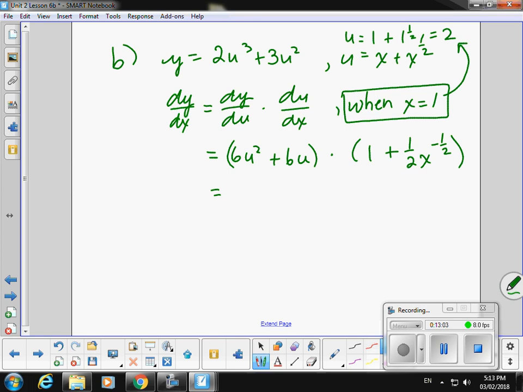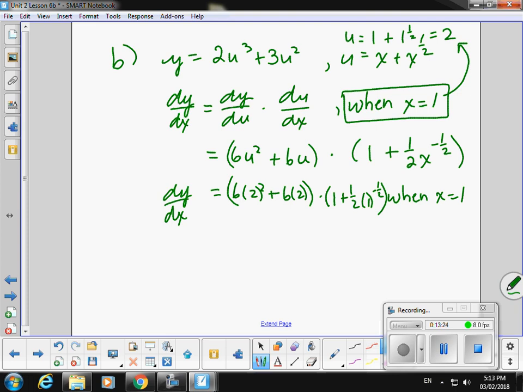So our derivative, dy dx, when x equals 1, is 6 times 2 squared plus 6 times 2 times 1 plus 1/2 times 1 to the negative 1/2, when x equals 1. Far easier than doing a whole generalization and cleanup. We just substitute the value as soon as it's humanly possible.